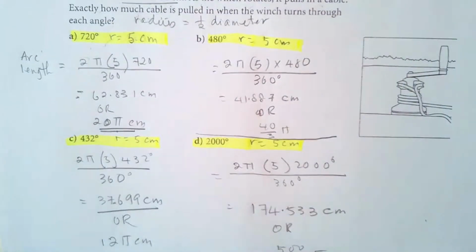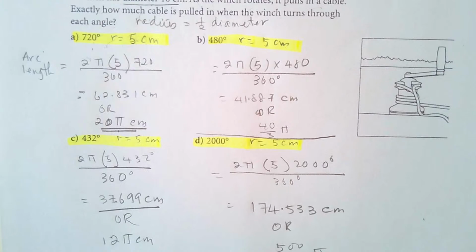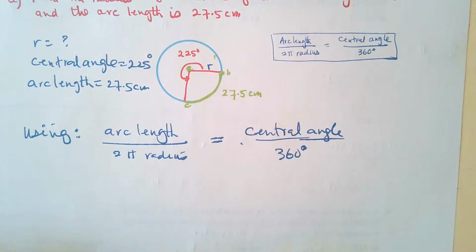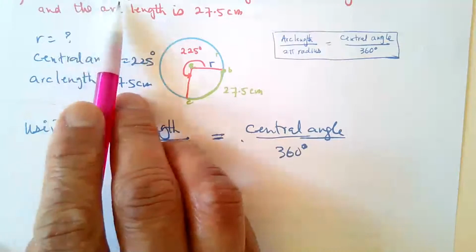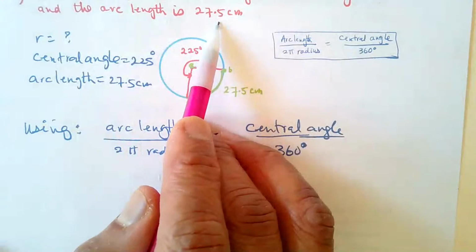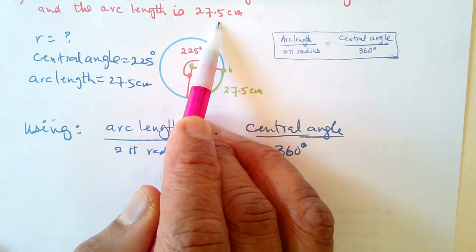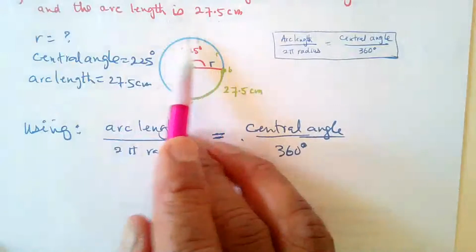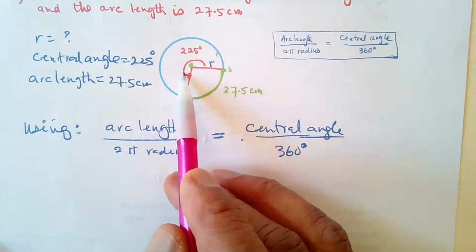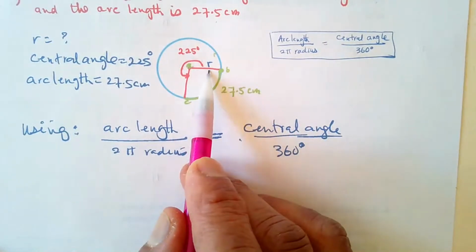Now, all along we've been finding the arc length. What happens if you're asked to find the radius when you know the arc length? I'll show you one example. Find the radius of the circle if the central angle is 225 degrees and the arc length is 27.5 centimeters. So here is your diagram. Here is your circle. Your arc length is 27.5, your central angle is 225 degrees, and you need to find the radius.